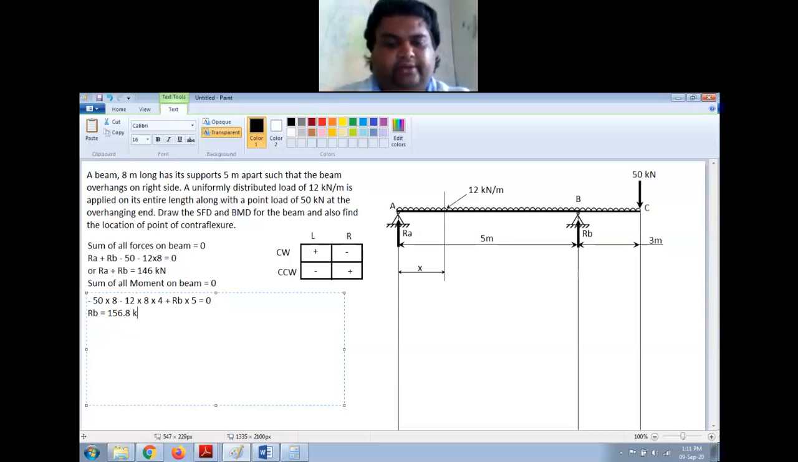156.8 kilonewton. This is the force in the upward direction. Sir, RA plus RB is equal to 146, sir. RB is only 156 point how? Please allow me to tell that.